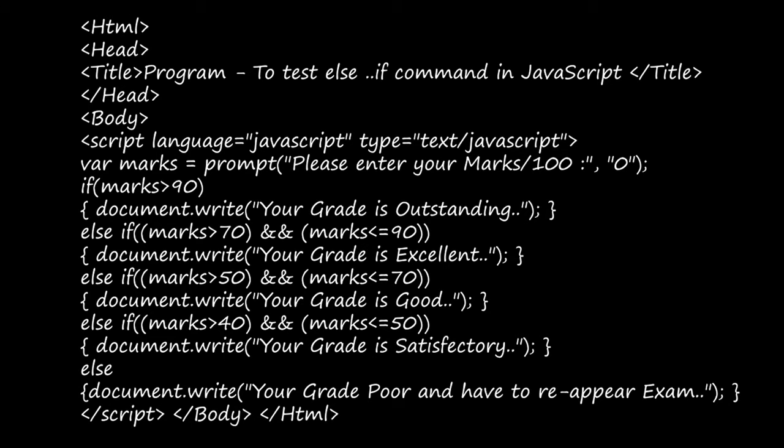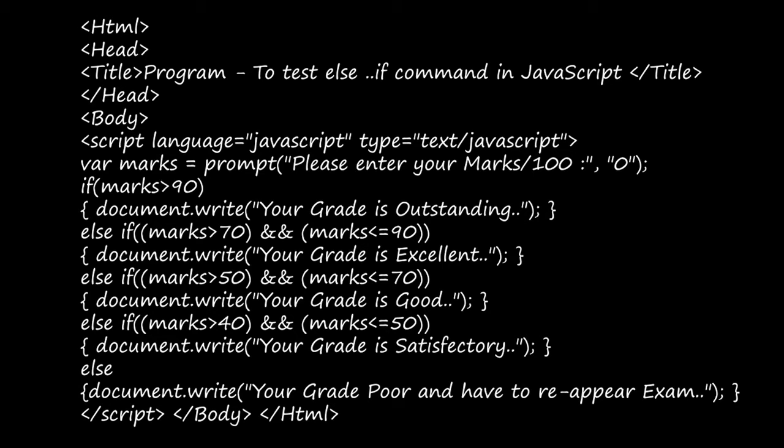First, they have opened the HTML tag, head tag, and title tag. Inside the title tag: program to test else if command in JavaScript. They have closed the title tag and the head tag, and then opened the body tag. Then they have inserted the JavaScript inside the HTML. How will you insert JavaScript inside this HTML? Script language is equal to JavaScript, type is equal to text/javascript, right?